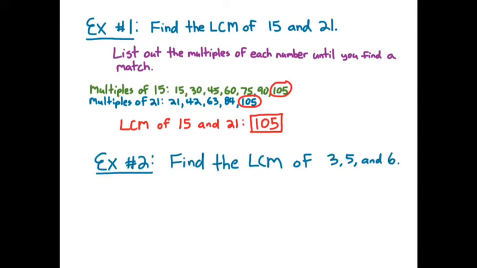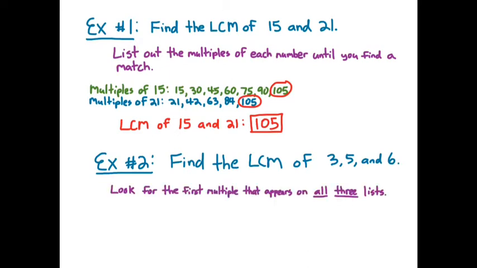Here's another example. Now we're going to throw a third number into the mix. So you want to find the least common multiple of 3, 5, and 6. It's pretty much the same method. You want to list the multiples of all 3 numbers. This time you want to look for the first multiple that appears on all 3 lists. So we're going to look at the multiples of 3 and 5 and 6 here.